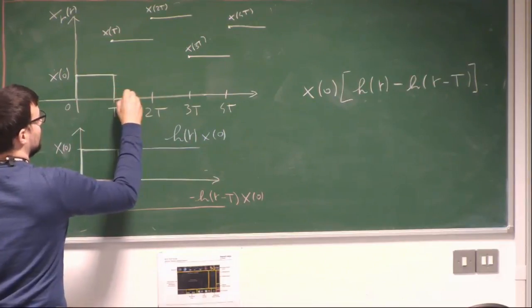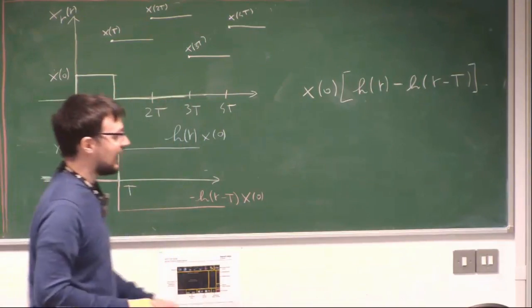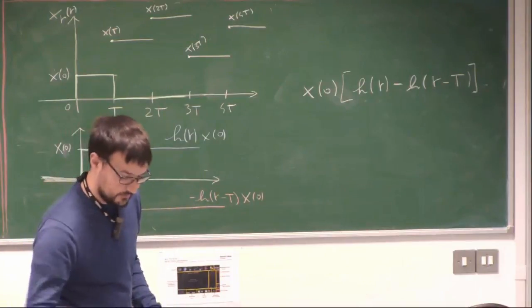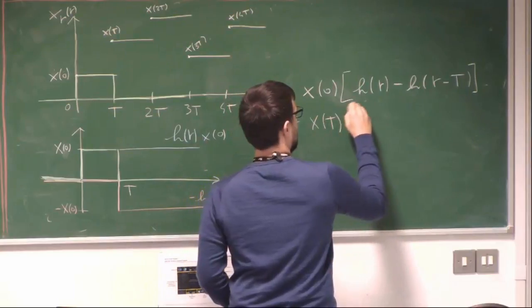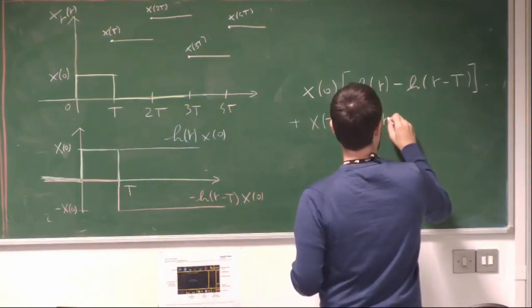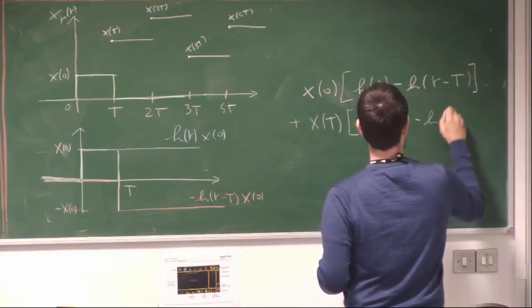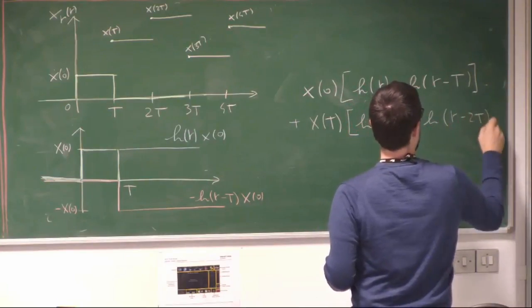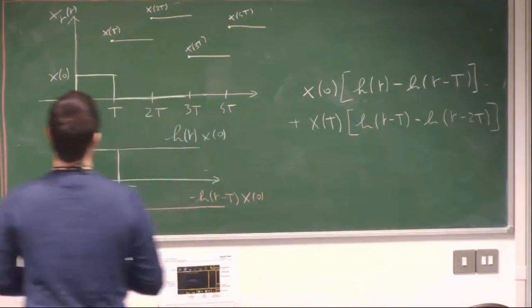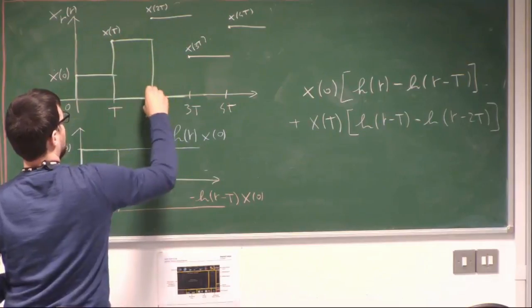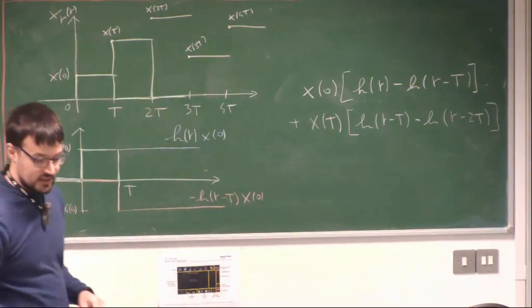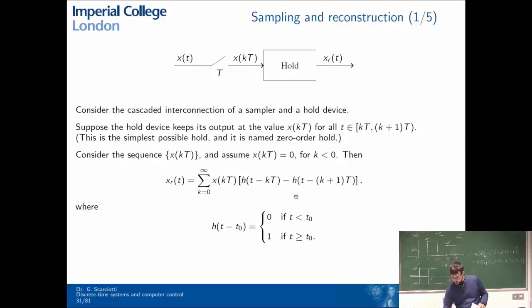Now, it's easy to convince ourselves that if we add the second term of that sum, so if here we add plus x of capital T times h of t minus capital T minus h of t minus 2 capital T, then what we will get is this other guy over here, and so on, okay? So we convinced ourselves that this expression here is actually a reconstruction of the signal using the hold device, okay?